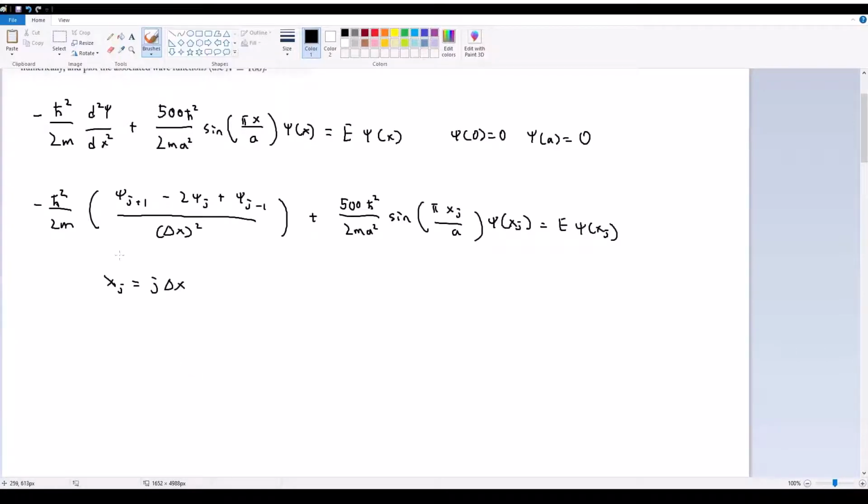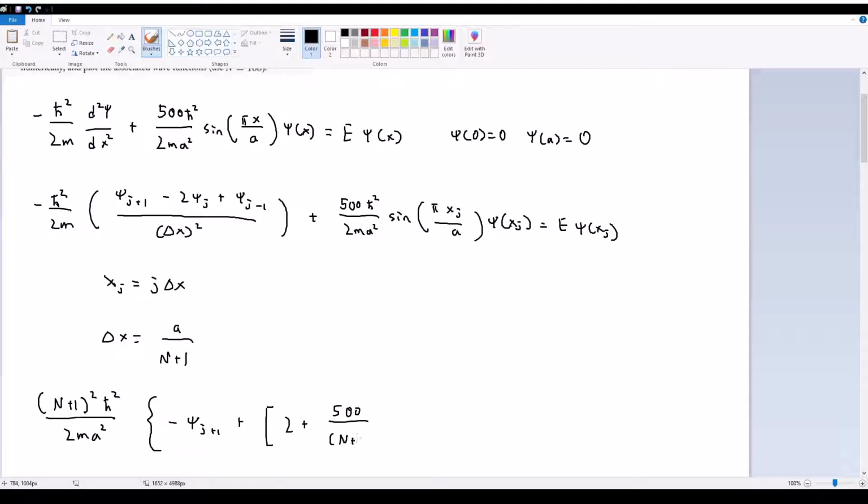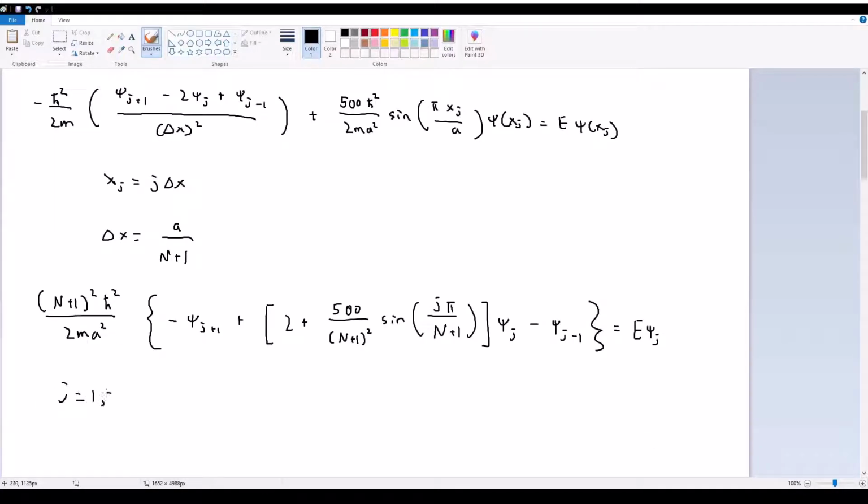Next, if we then make the substitution that we did back in 2.61, which is that delta x can be rewritten as a over n plus 1, then in this case, our equation is going to get rewritten as n plus 1 squared times h bar squared divided by 2ma squared, and then multiplied by negative psi of j plus 1 plus 2 plus 500 over n plus 1 squared times sine of j times pi divided by n plus 1, multiplied by psi j minus psi j minus 1, and this whole thing is then equal to E times psi j, where j is our index and it's going to go from 1 all the way to n.